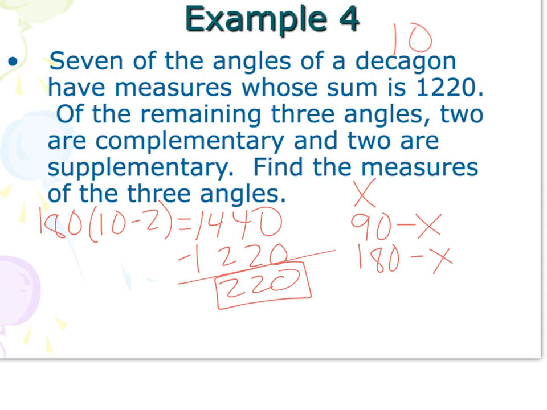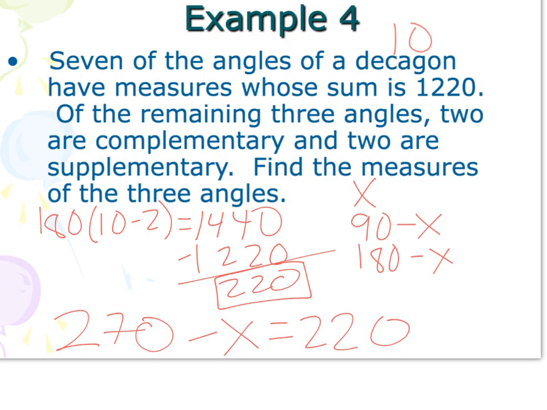Oh my goodness, this is starting to make sense, I hope. Otherwise, maybe ask questions. Okay. So those angles need to add up to 220, right? So x plus 90 minus x plus 180 minus x. If I add that all up, I'm going to get 270, and then x gives me minus x, and that's equal to 220.